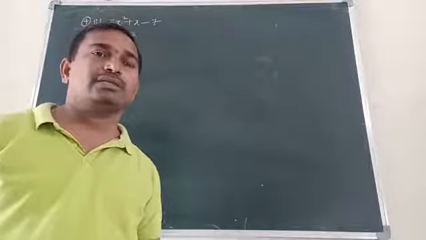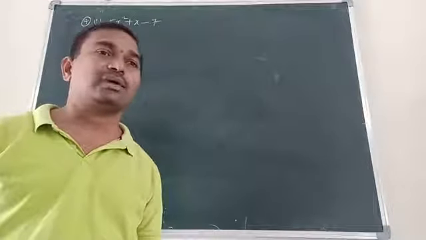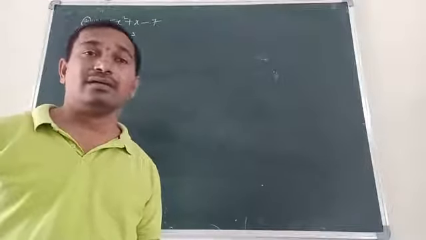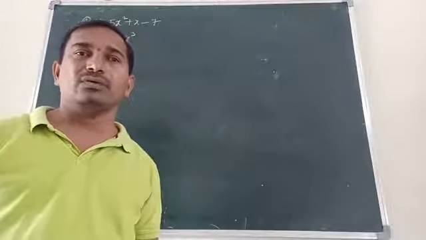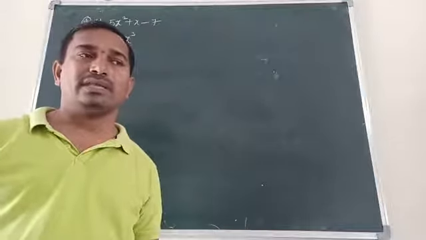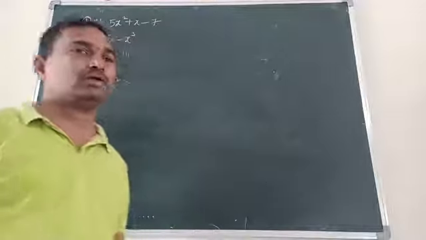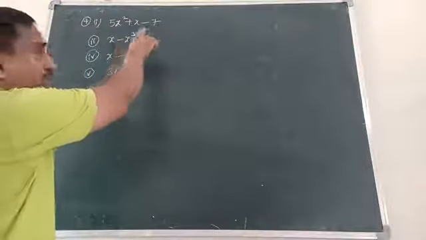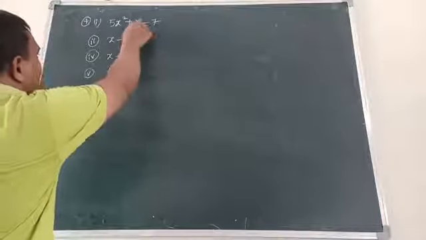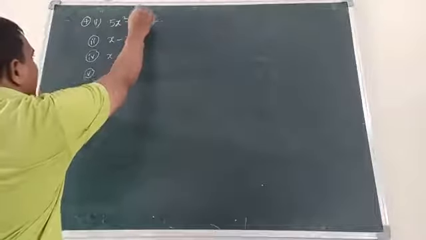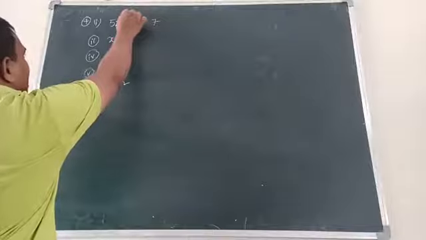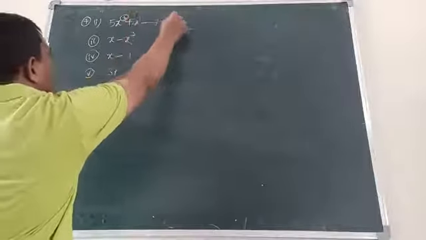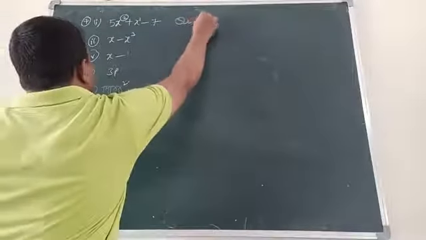So you have to check whether the degree is 1 or 2 or 3. If degree 1, linear. Degree 2, quadratic. If degree 3, cubic. So check here, what is the degree? Highest power of x. Here x power 1, here x power 2. What is the highest? 2. 2 means quadratic.